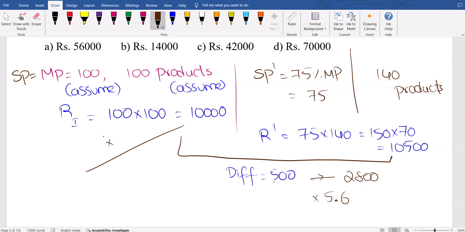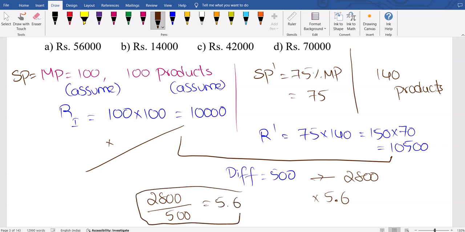So initial revenue also you should multiply with 5.6, because 500 becoming 2,800 means 5.6 is the multiplication. How can you decide that, sir? Divide the final outcome 2,800 by what you got, and you get 5.6, which conveys the correction. I made some mistake and need to correct it. The correction is 5.6. So 10,000 into 5.6 is 56,000. The initial revenue is 56,000.